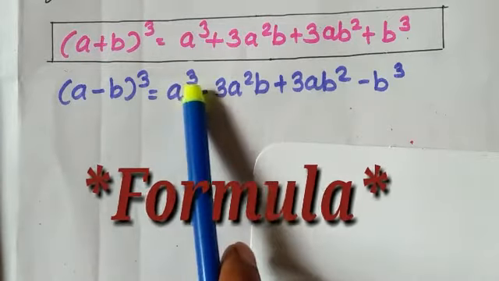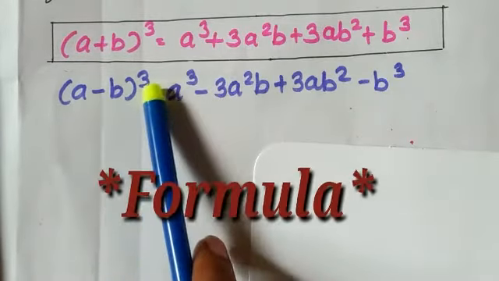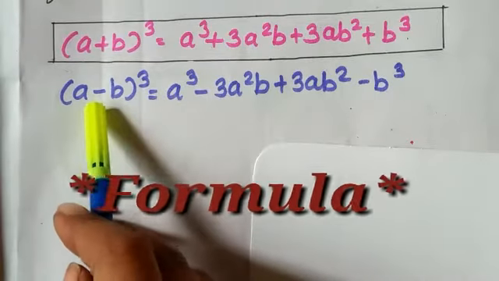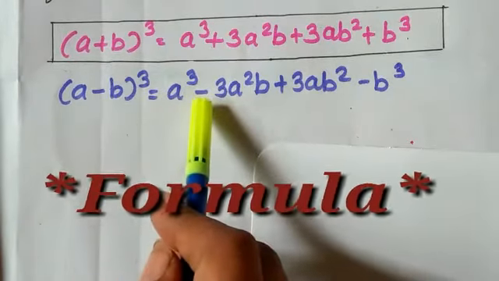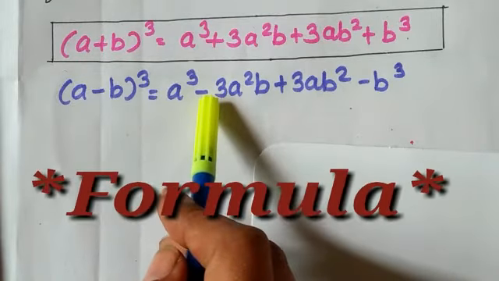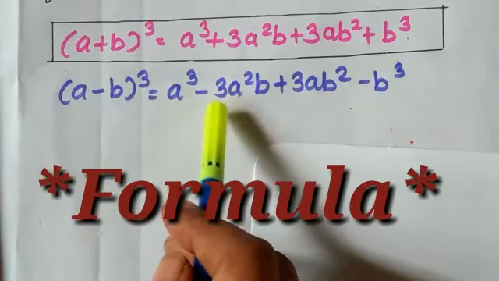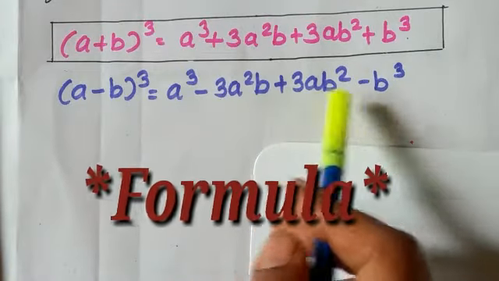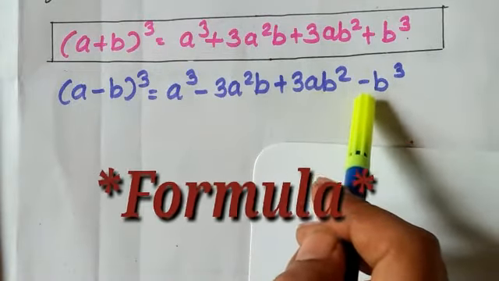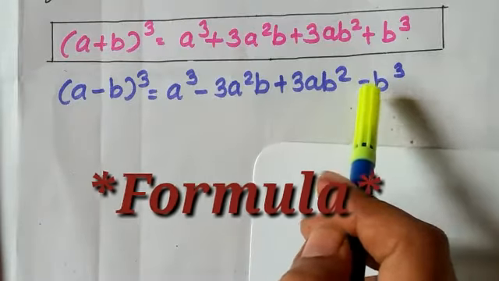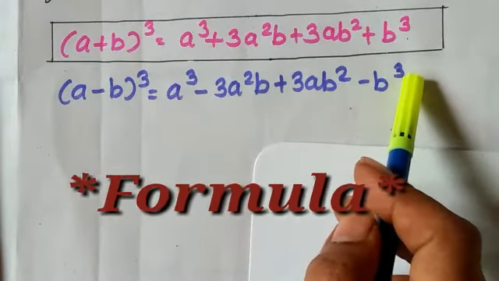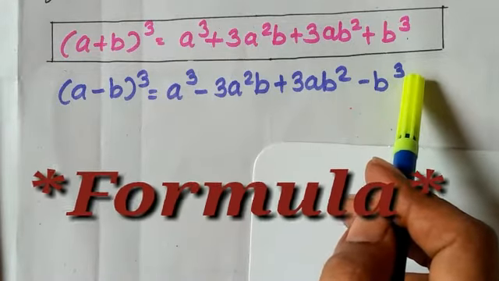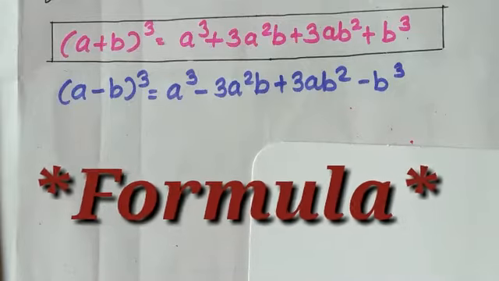Here (a minus b) bracket raised to 3 is equal to a raised to 3. But here we are having a negative symbol, that's why we are going to put the negative symbol here. So a raised to 3 minus 3a square b plus 3ab square, and again the negative symbol we are going to use here, negative b raised to 3. So this is our next formula which we are going to use to solve practice set number 5.3.